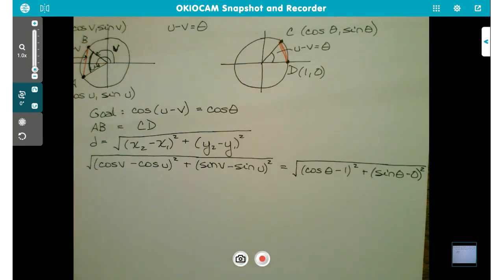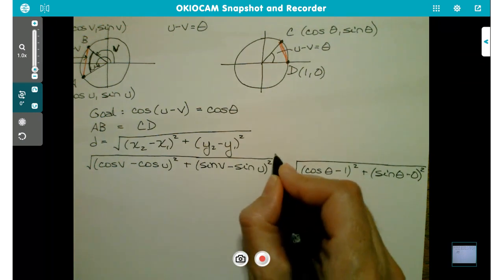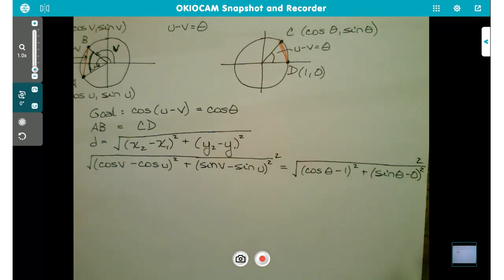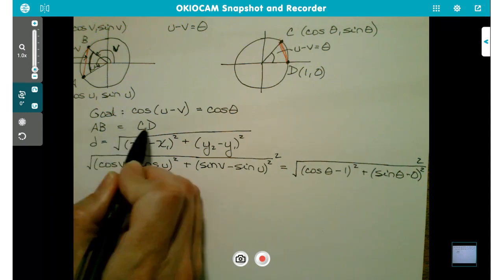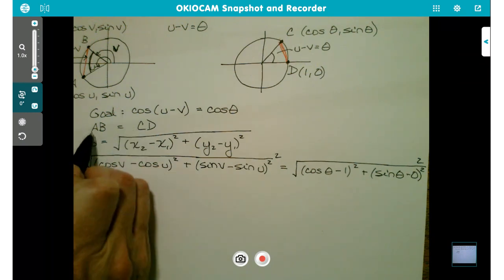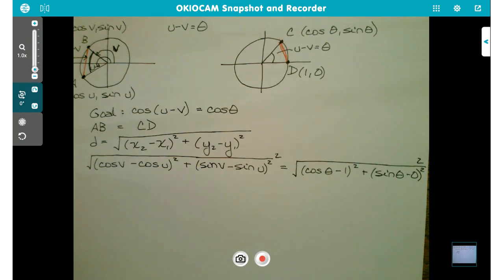They're equal. The next thing I'm going to do is I'm going to square both sides. And the main reason for doing that is I don't want to keep writing this big giant square root all the time. So I'm going to square both sides. There's no problem with doing that. If the distances are equal, then their squares are also equal. So it just makes the writing a little nicer, is all that does.